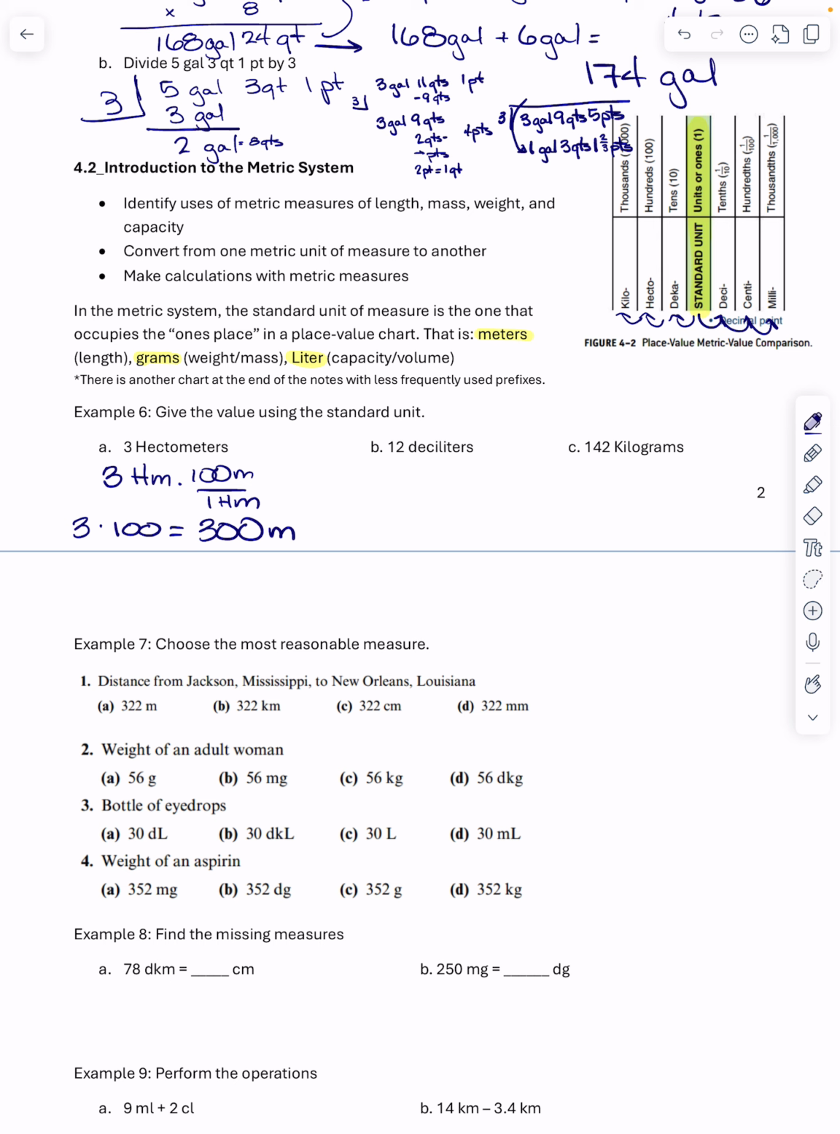If I have 12 deciliters, keep in mind the liter is my standard unit. A deciliter is 1/10. So 12 tenths, that's 1.2 liters. If I have 142 kilograms, each kilogram is 1,000 grams. So 142,000 grams. Okay.